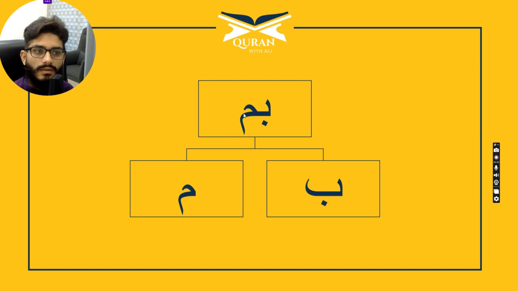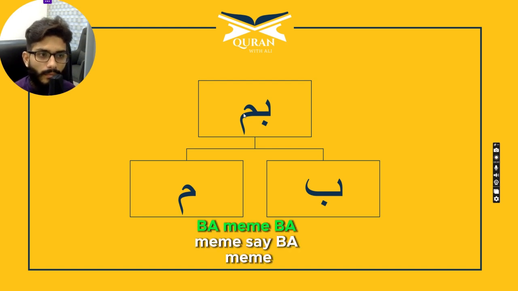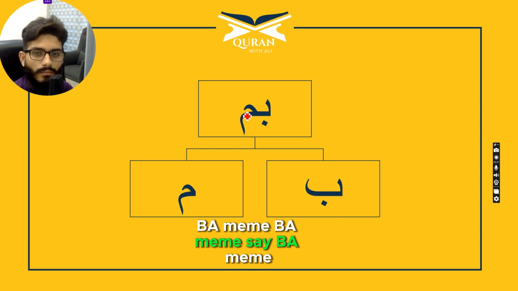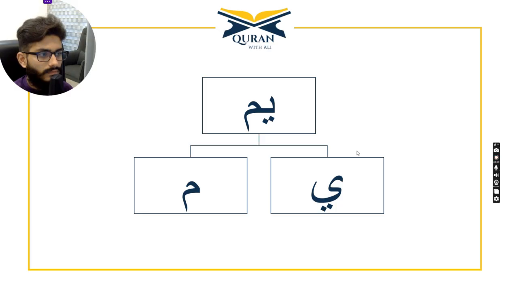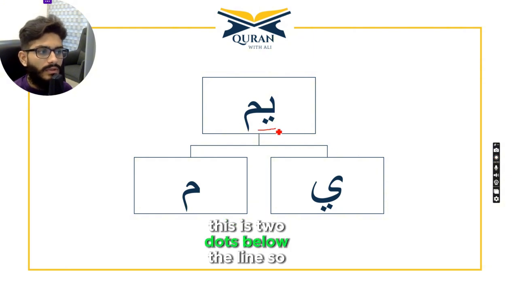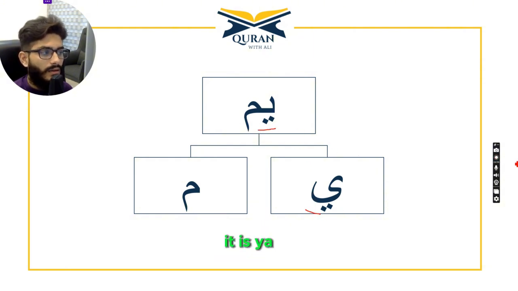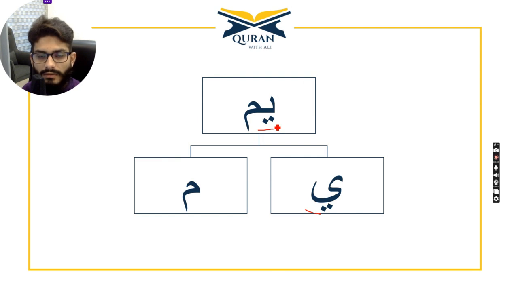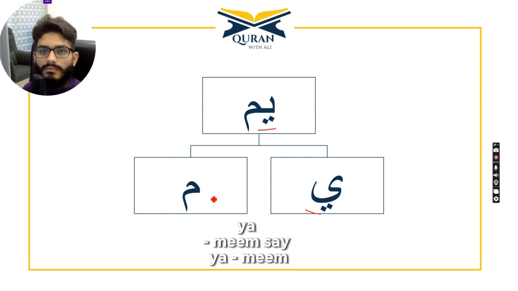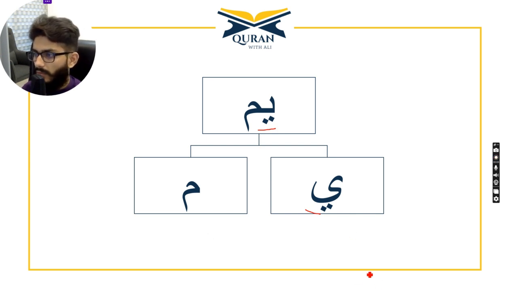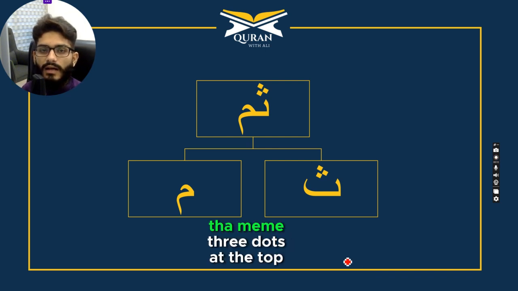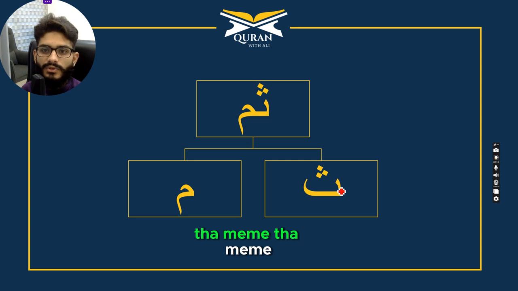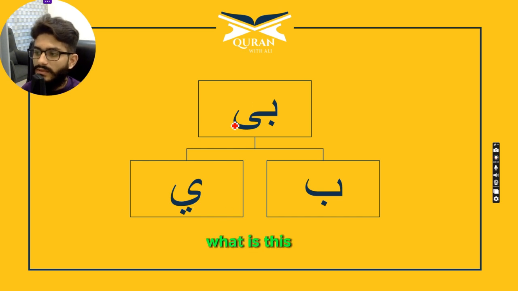What is this? Ba mim. Say ba mim. This is two dots below the line, so it is ya. Ya mim. Two dots below the lines, it means it is ya. Ya mim. Say ya mim. What is this? Tha mim. Three dots at the top. Tha mim. Tha mim.